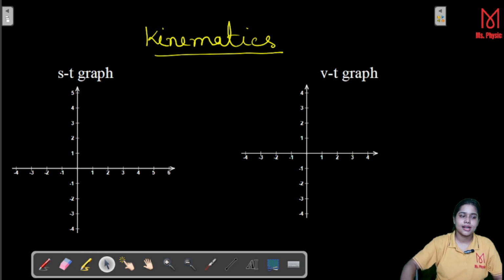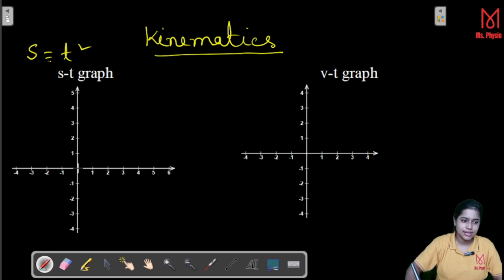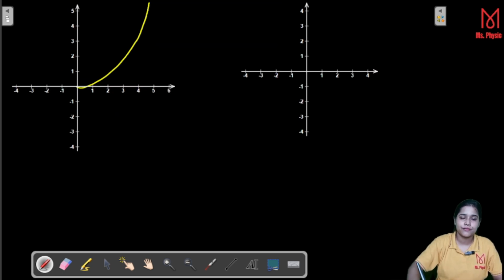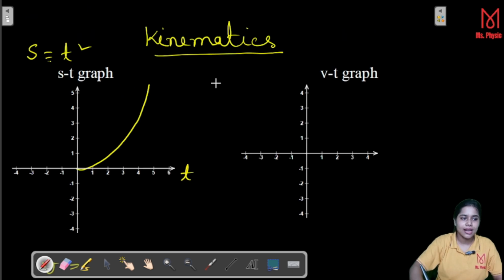Now in the ST graph, that is in your displacement time graph, suppose the equation is given as S is equal to T square. Okay. So if you plot the graph, then by the equation you can understand that we are going to get a parabola. This is that parabola. Now if you are asked to find out the velocity of it, along the x-axis you are plotting t, along the y-axis you plot s.